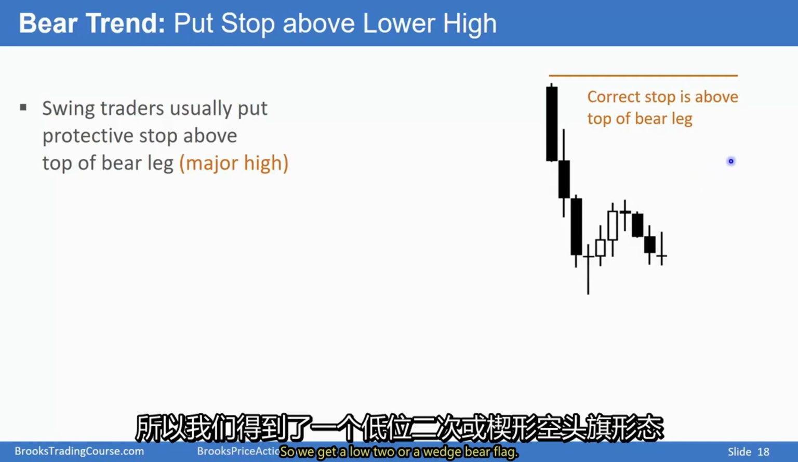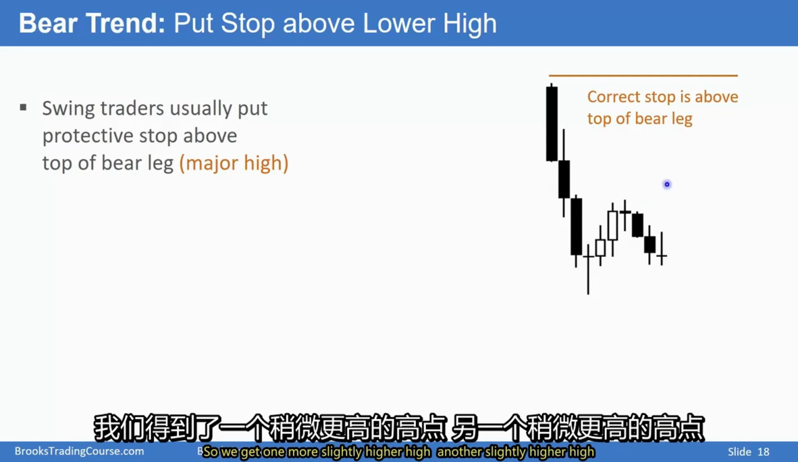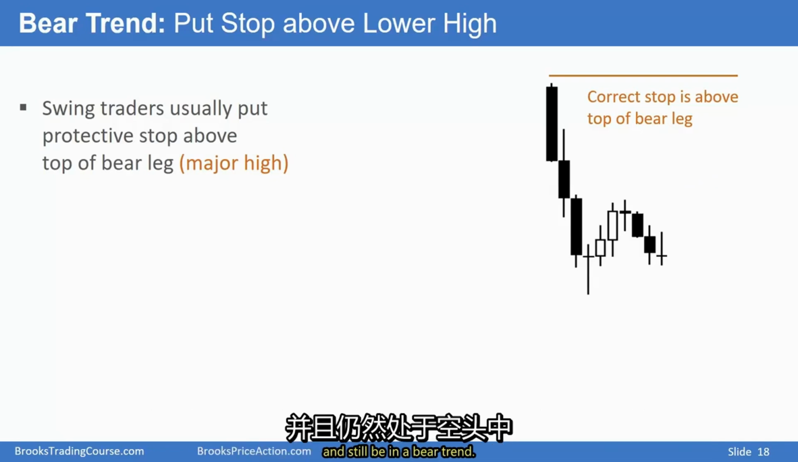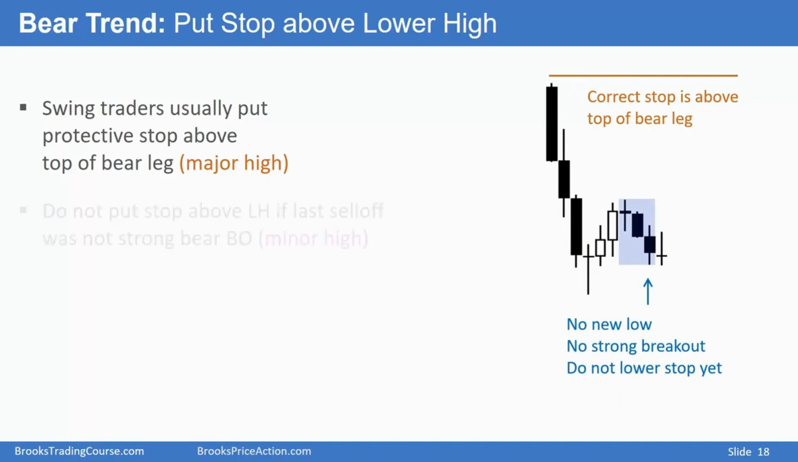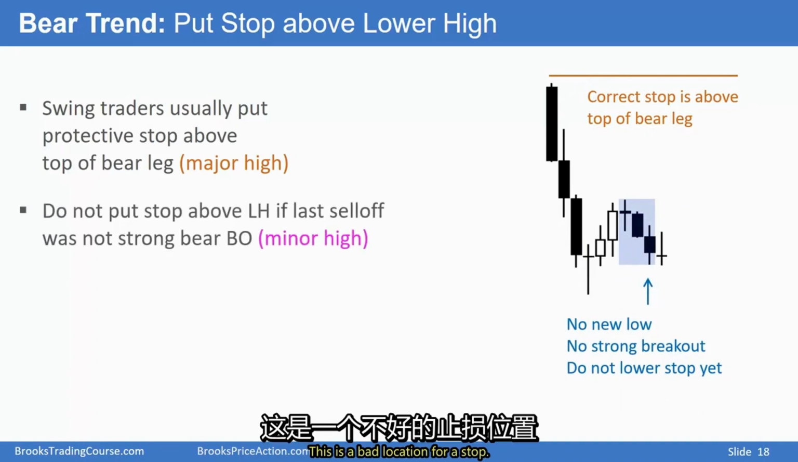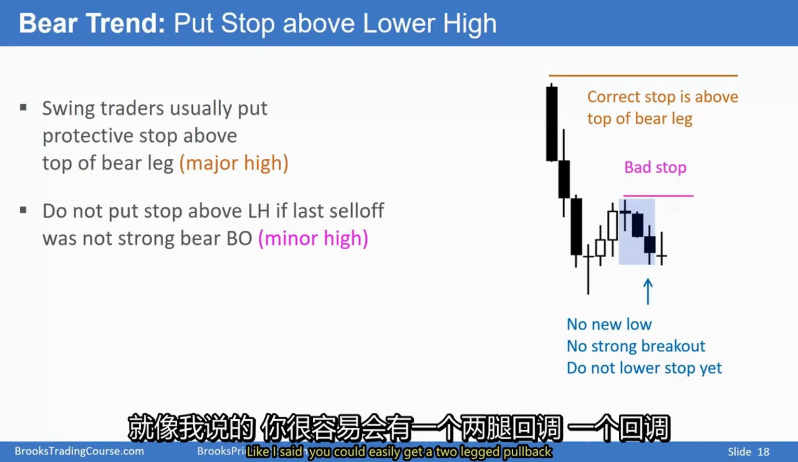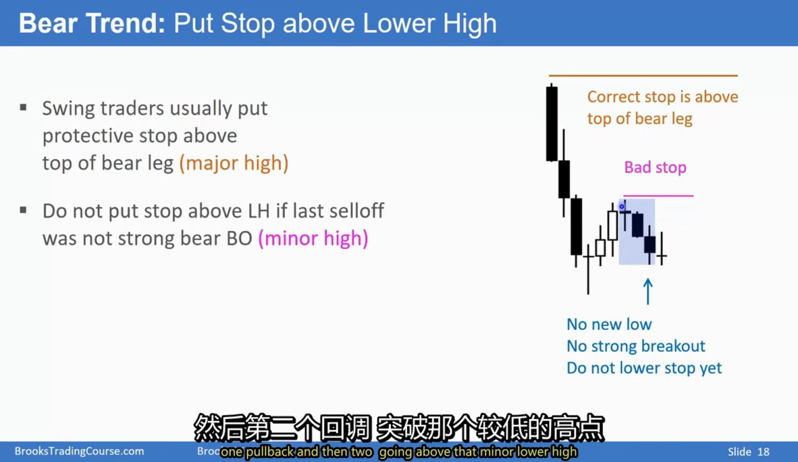So we could get a low 2 or a wedge bear flag. So we can get one more slightly higher high, another slightly higher high, and still be in a bear trend. If you're selling for any reason, your stop is above the top of this major sell-off. This is a bad location for a stop. And like I said, you could easily get a two-legged pullback.